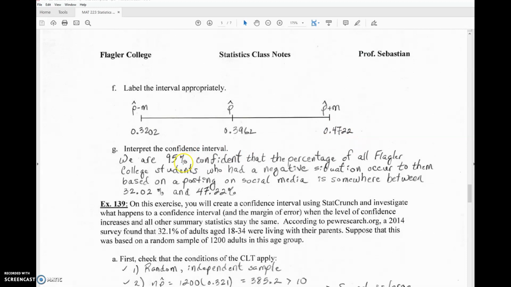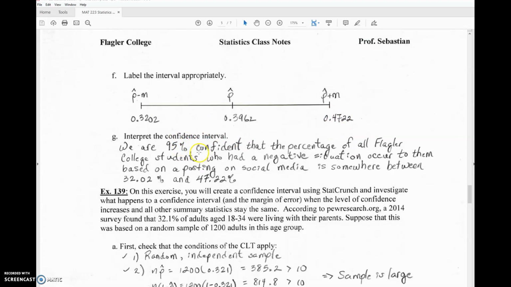So the way you interpret this confidence interval is you make a statement like the following. We are 95% confident that the percentage of all Flagler College students who had a negative situation occur to them based on a posting on social media is somewhere between 32.02% and 47.22%, the lower limit and the upper limit of our confidence interval.